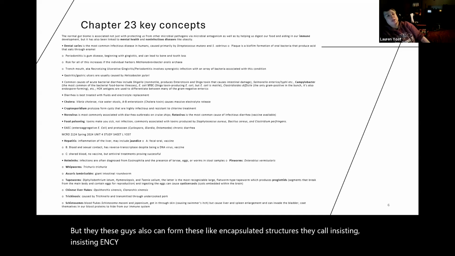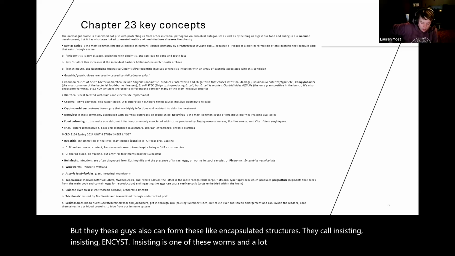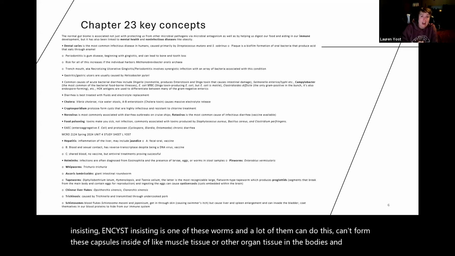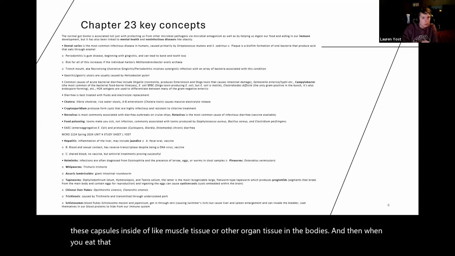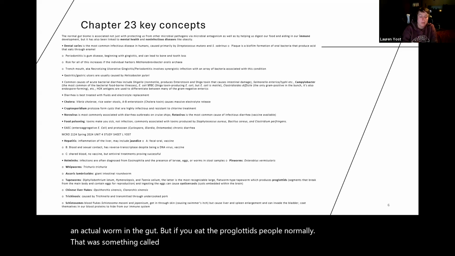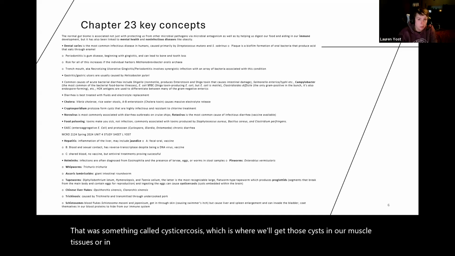Encysting, E-N-C-Y-S-T, is one of these things, and a lot of them can do this, can form these capsules inside of muscle tissue or other organ tissue in the body. And then when you eat that, that's what typically leads to the transmission of these guys, and they will form an actual worm in the gut. But if you eat the proglottids, people normally present with something called cysticercosis, which is where we'll get those cysts in our muscle tissues or in our organ tissues, and especially in the brain, which is called neurocysticercosis.